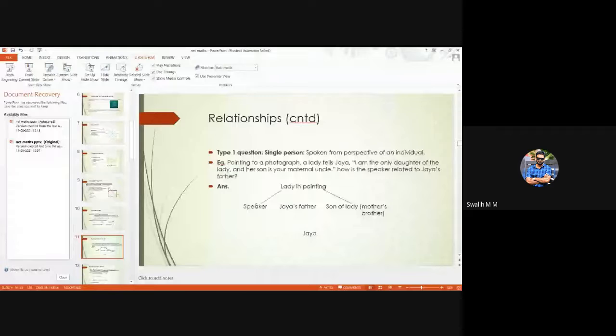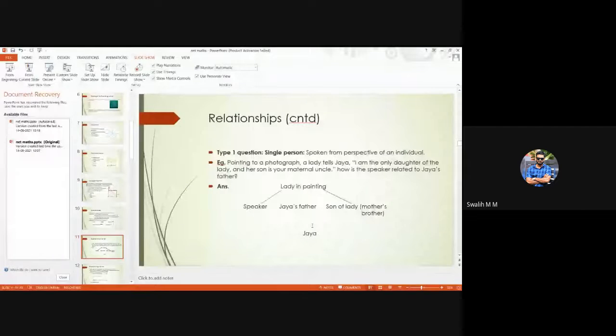Now the question is, how is the speaker related to Jaya's father? Jaya's father and the speaker would be husband and wife. While just reading the question, you might be confused, but when you draw the diagram, it becomes easier. See, I have drawn it in 3 different lines, that is different generations. This would be one generation, this would be another generation, then it would be the 3rd generation.